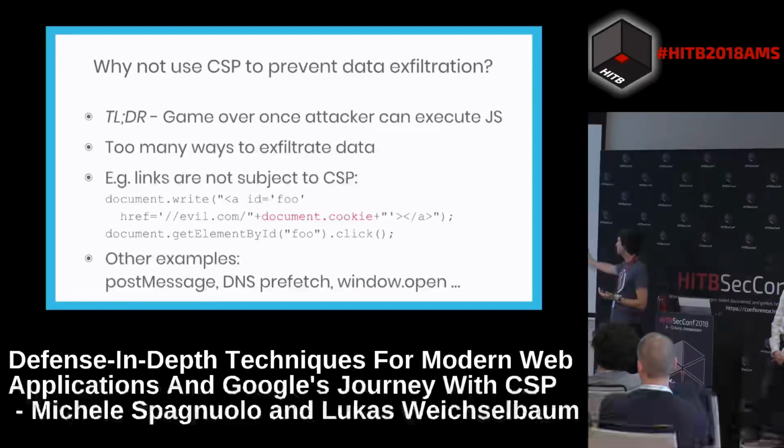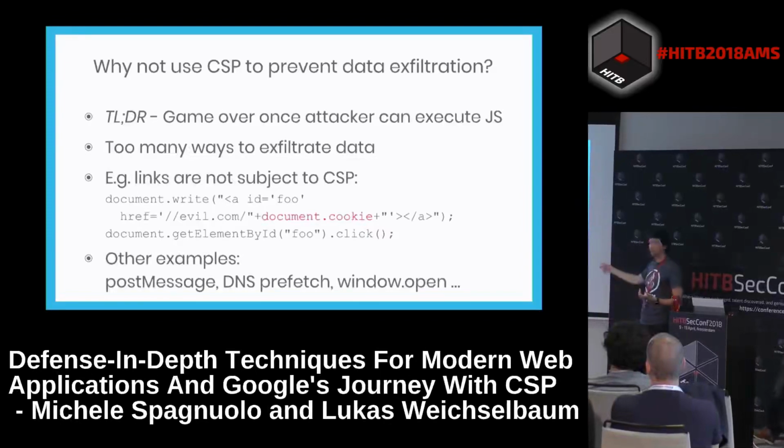So one very trivial example is the attacker could just write a link tag with the document cookie in the path, and then click that link. CSP cannot restrict navigation, right? So even if you block everything with your CSP, there's no way to prevent this data exfiltration once you have script execution, right? And there are other examples like postMessage, DNS prefetch, window.open, and others. So the goal is really to prevent the script execution in the first place, not to prevent data exfiltration once someone has script execution, right?